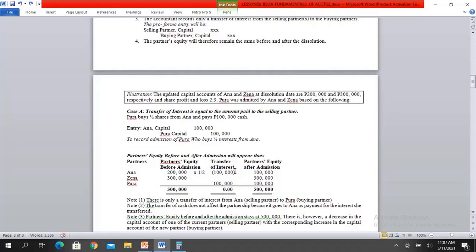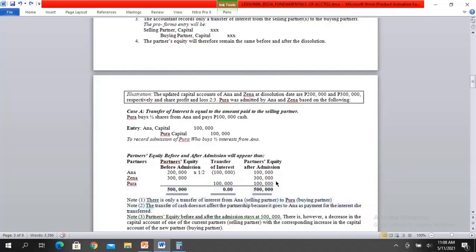So, magkano na lang yung magiging partner's equity ni Anna after admission kay Pura? So, 200,000 less 100,000 is 100,000 na lang yung partner's equity ni Anna after admission or after the transfer of interest kay Pura. So, si Zina, 300,000 pa din kasi wala naman siyang binenta. So, si Pura, magkakaroon na siya ng interest dun sa partnership worth 100,000. Kasi 100,000 yung transfer or yung half or kalahati ng interest ni Anna na binenta sa kanya.